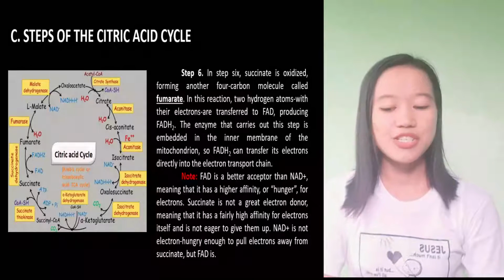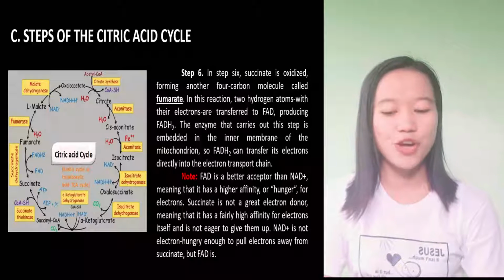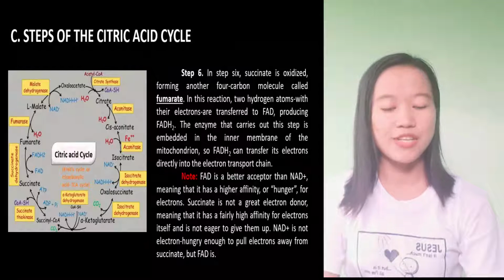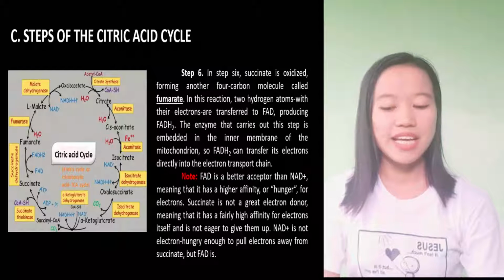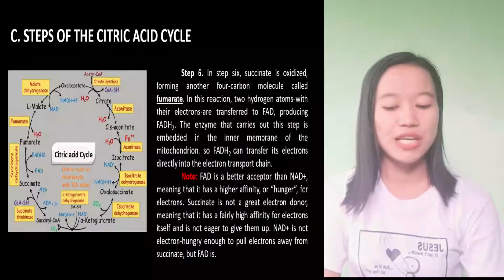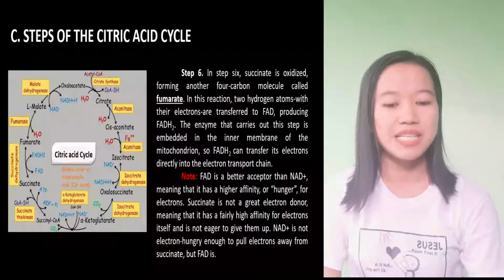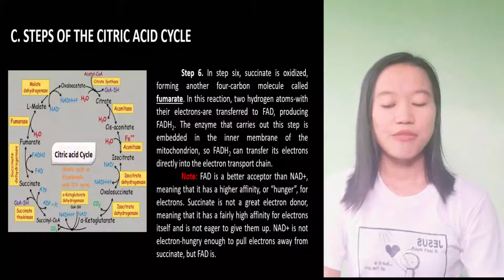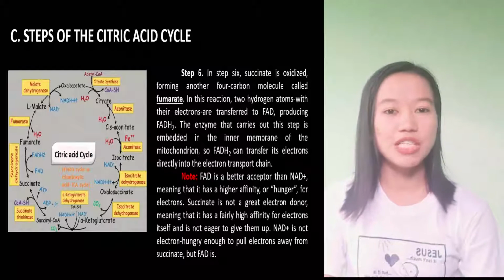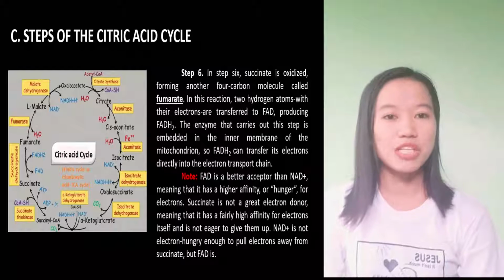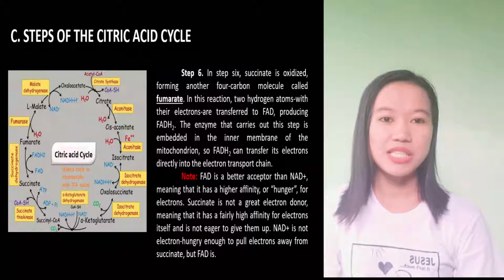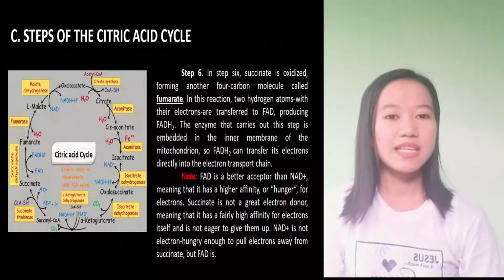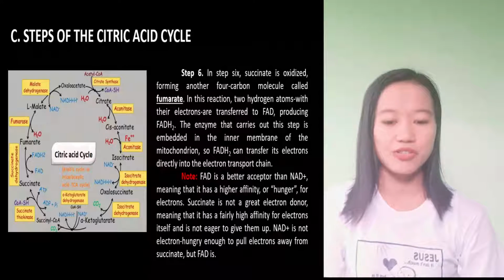Step 6 is a dehydrogenation process that converts succinate into fumarate. 2 hydrogen atoms are transferred to FAD, producing FADH2. The energy contained in the electrons of these atoms is insufficient to reduce NAD+ to NADH, but adequate to reduce FAD. Unlike NADH, this carrier remains attached to the enzyme and transfers electrons to the electron transport chain directly. This process is made possible by the localization of the enzyme catalyzing it in the inner membrane of the mitochondria.